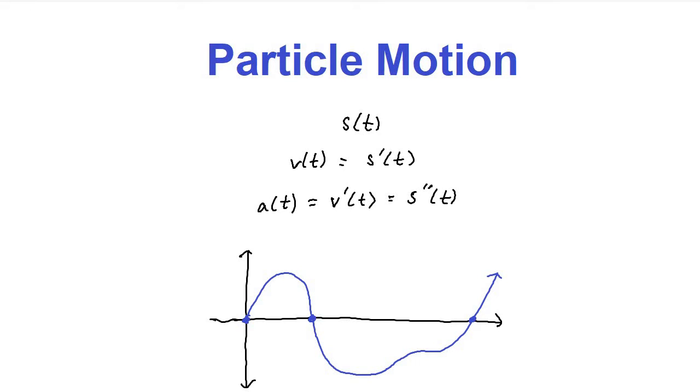So let's take a look at particle motion. Now, the position function of a particle can be written as s of t. So this function will give you the position of the particle at any given time t. And since t represents time, time always starts from 0 and then goes on from there. So we have to say that t is greater than or equal to 0.